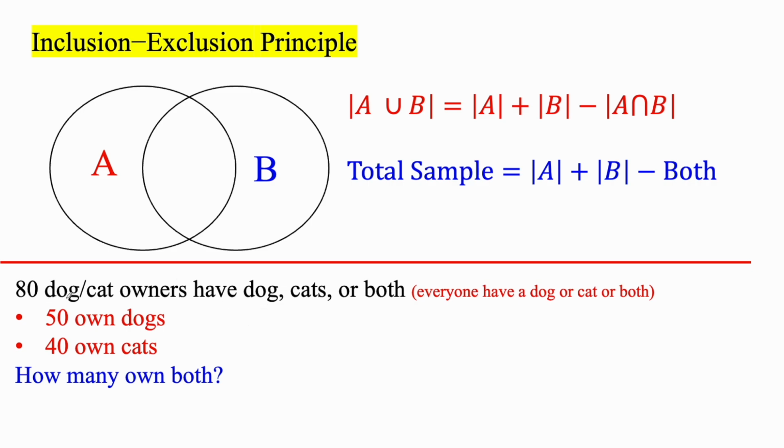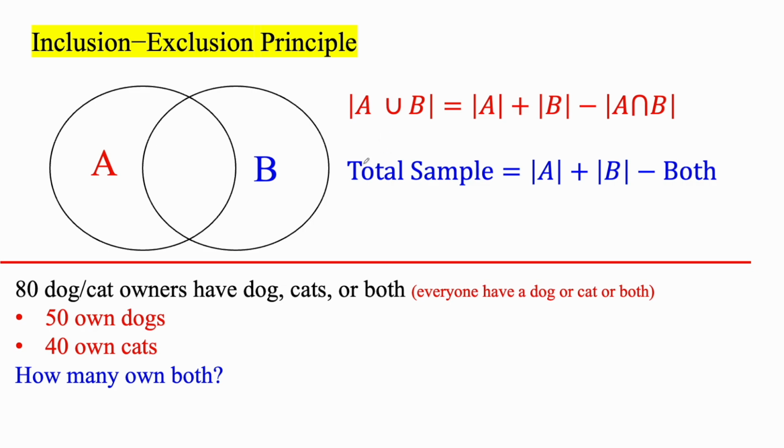So there's 80 dog/cat owners. So they either have a dog, they have a cat, or they have both. But there's no situation where they have neither. Now 50 own dogs and 40 own cats. How many own both? Just looking at it, 50 plus 40 is 90, and there's only 80 dog/cat owners. So there has to be some with both.